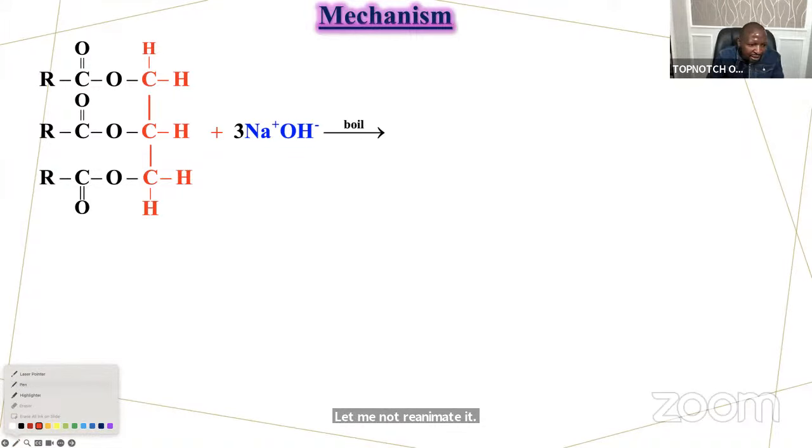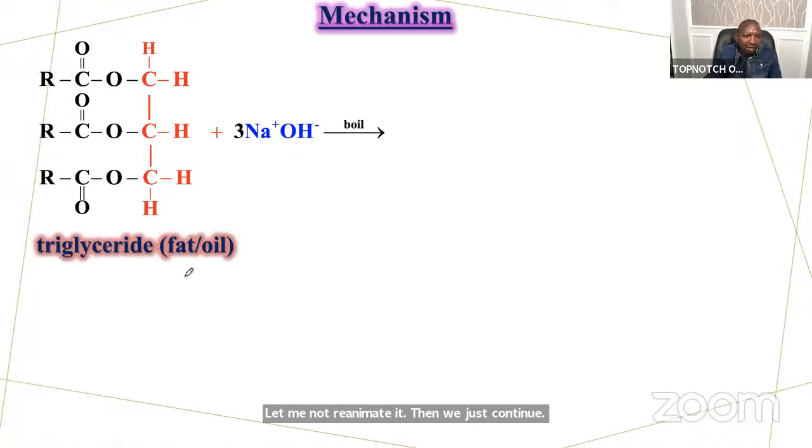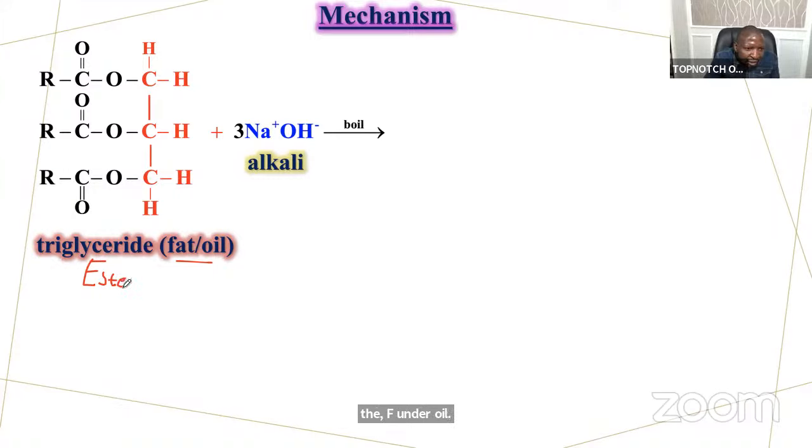So what happens is, there we have the fat or oil. This is simply fat or oil, which is simply called an ester. If you're asked what this is, just say it is an ester. Fat and oil are esters. This is an ester, and it is reacting with sodium hydroxide.